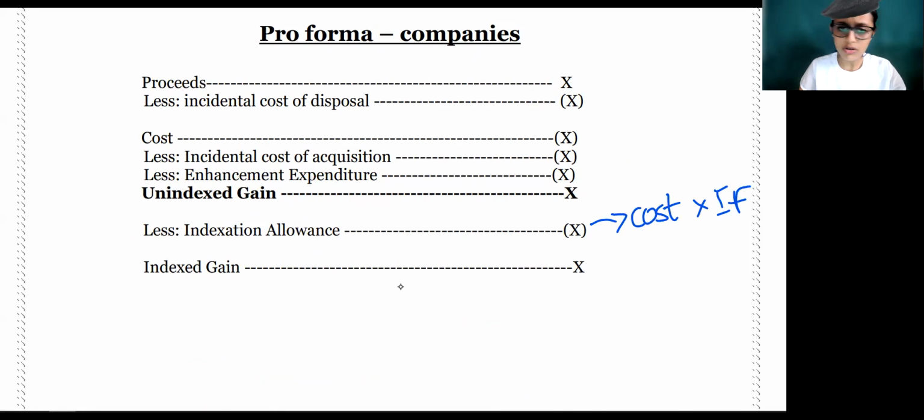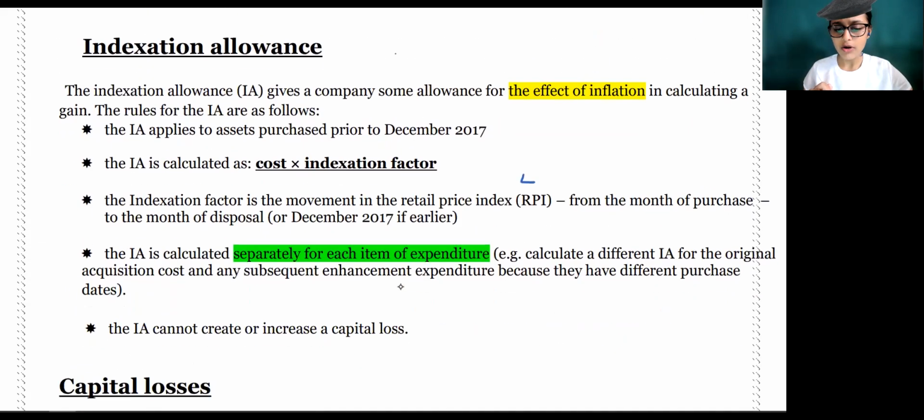So whatever cost you have, be it your acquisition cost or incidental cost of acquisition or enhancement expenditure, whatever cost you have, remember to inflate it. And also remember your index gain is also known as your chargeable gain. When they ask you for chargeable gain, they're asking you for index gain. Indexation allowance is cost into IF.